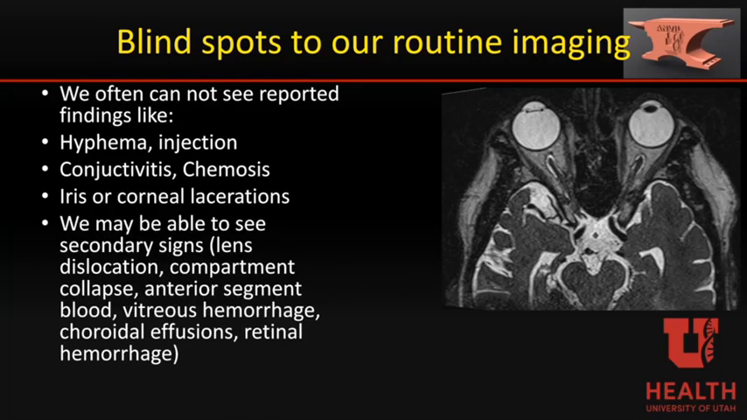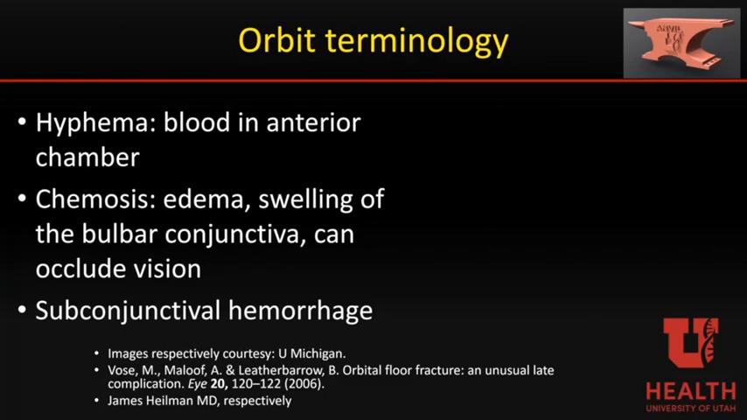So when we consider blind spots in our routine imaging, we often cannot see the reported findings in the clinical note, like hyphema, injection, conjunctivitis, chemosis, or lacerations that are small, like iris or corneal lacerations. But we may be able to see secondary signs like lens dislocation, compartment collapse, blood in a segment, choroidal effusions, or retinal hemorrhages.